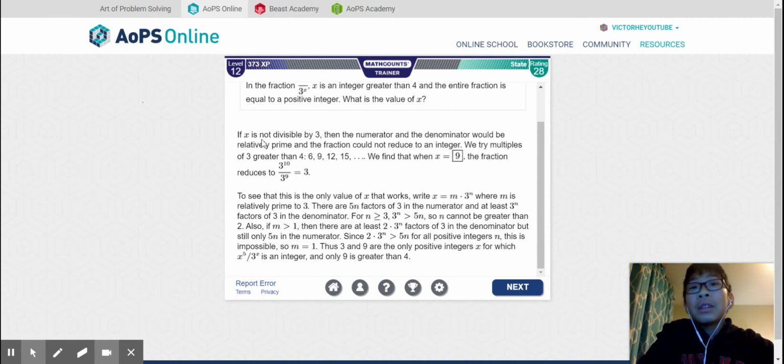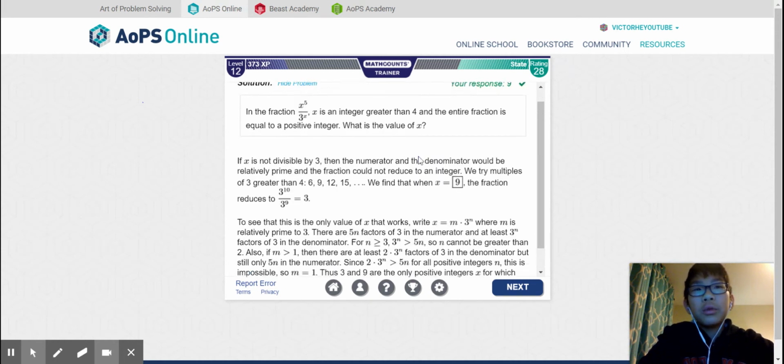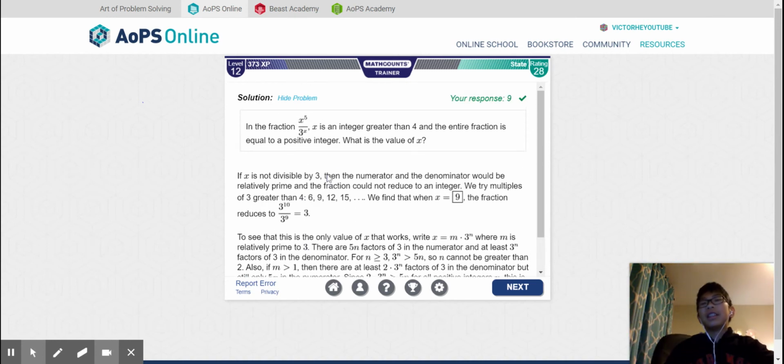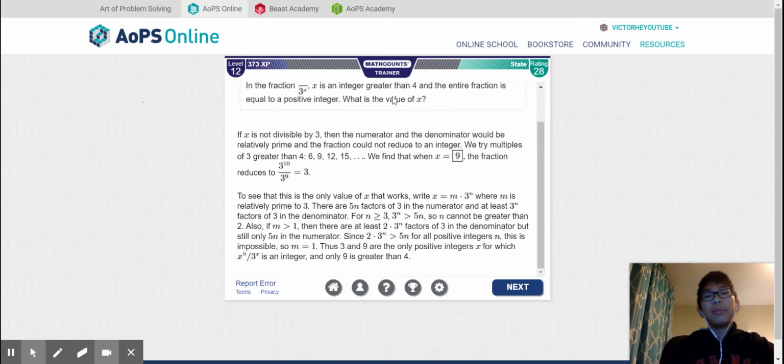Let's read the solution. If x is not divisible by 3, then the numerator and the denominator would be relatively prime, and the fraction cannot reduce to an integer. Okay, so we try multiples of 3. Apparently, it's 9. I did not know why it's 9, but this is how it sometimes works. I did not know the answers beforehand. This is the first time I've been doing these problems.